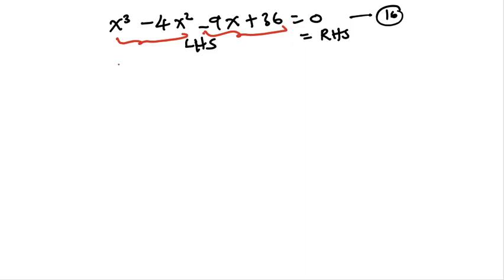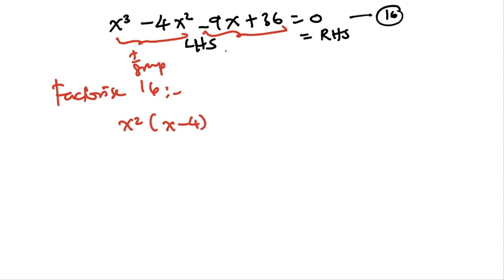Now if we factorize the first group of expression 16, then it yields what? We can have x squared because we have a common factor here, and then in the bracket x minus 4. And then what about the second group? In the second group here, we can see the common factor is 9, because 9 times 1 is 9, and on this side, 9 times 4 is 36, isn't it? So here, we take out 9.